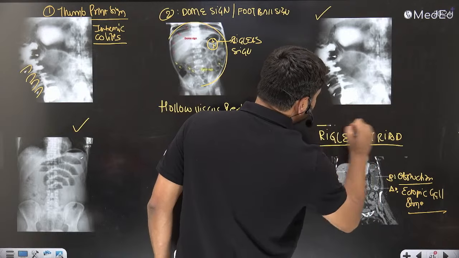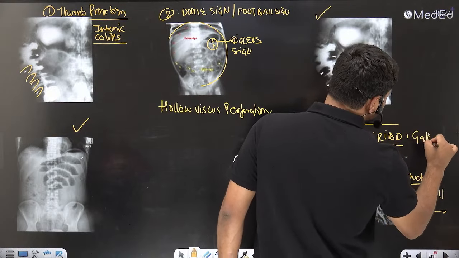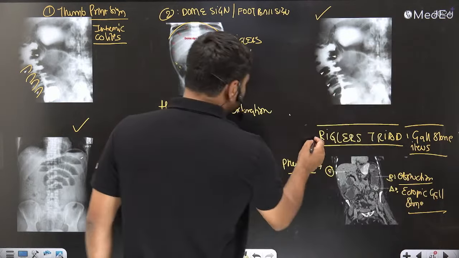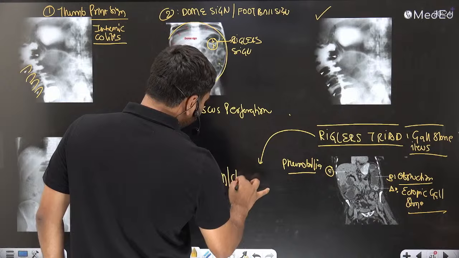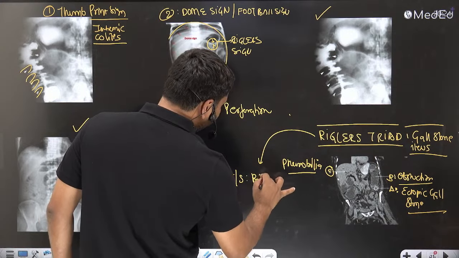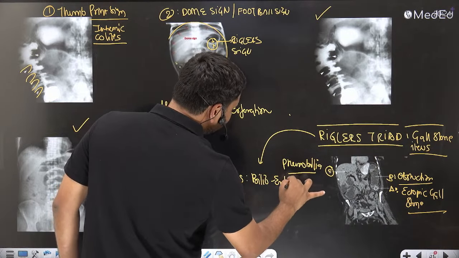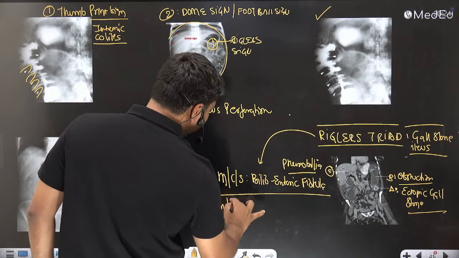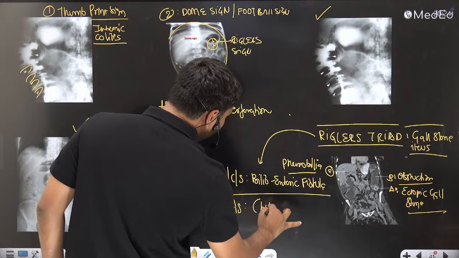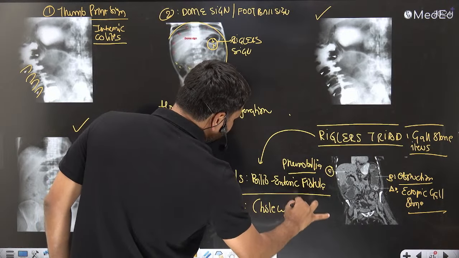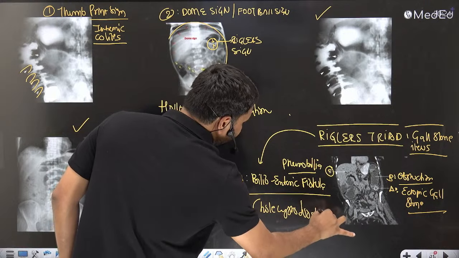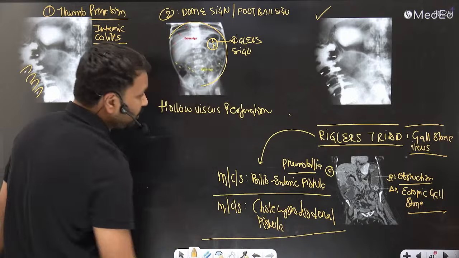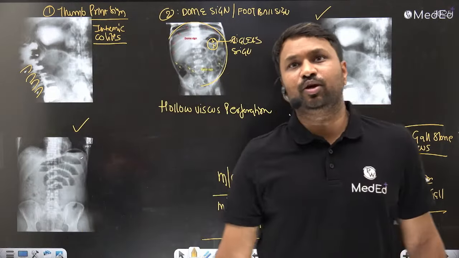Rigler's triad is seen in gallstone ileus. The most common cause for gallstone ileus is a bilioenteric fistula. Now, what is the most common site for the bilioenteric fistula? It is the cholecystoduodenal fistula, a fistula between the gallbladder and the duodenum.